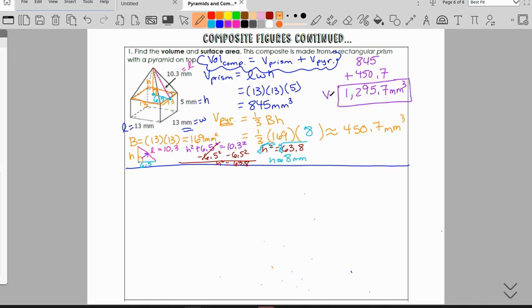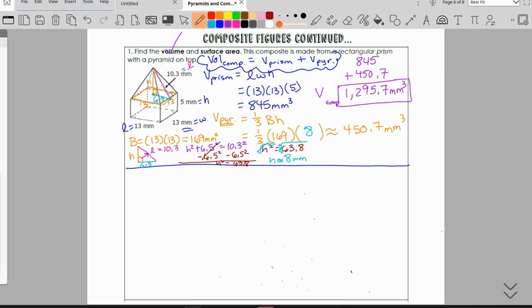So the volume of the composite, with a subscript of composite to remind us which volume we're talking about, the final volume, is approximately 1,295.7 millimeters cubed. Beautiful. Okay, guys, that was just finding the volume of the composite.